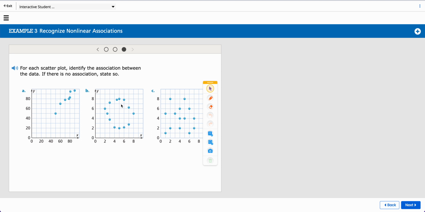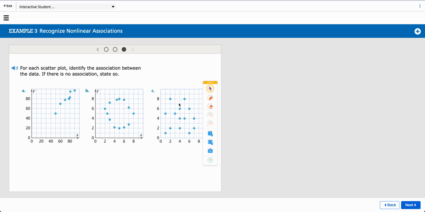What about this one? It would be non-linear. It would be kind of a circular association. I don't know what you'd call it, I guess, but it would be non-linear. Circular association. Okay.